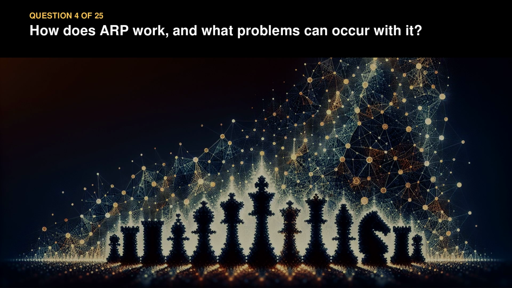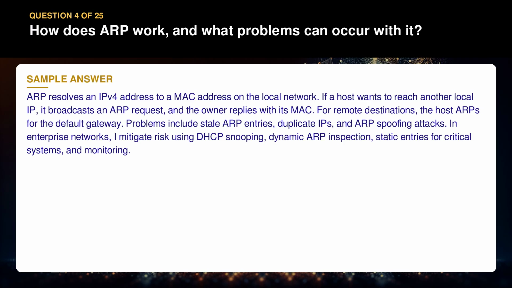Question 4. How does ARP work, and what problems can occur with it? ARP resolves an IPv4 address to a MAC address on the local network. If a host wants to reach another local IP, it broadcasts an ARP request, and the owner replies with its MAC. For remote destinations, the host ARPs for the default gateway.